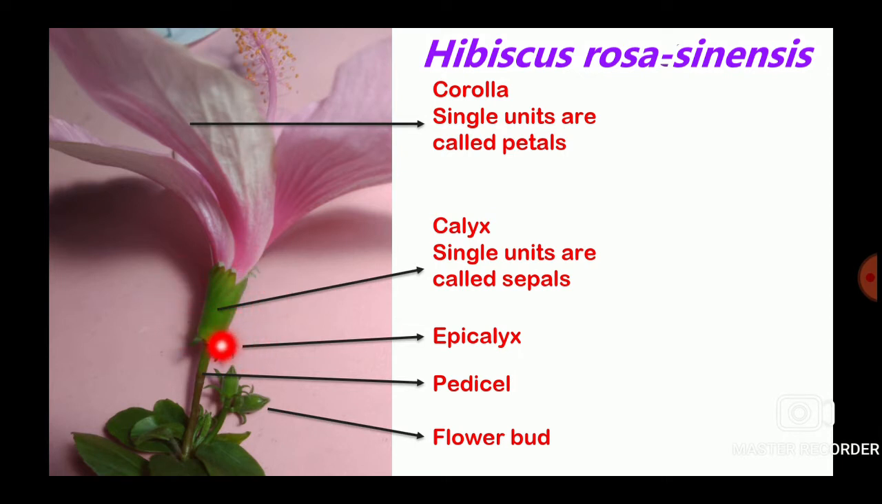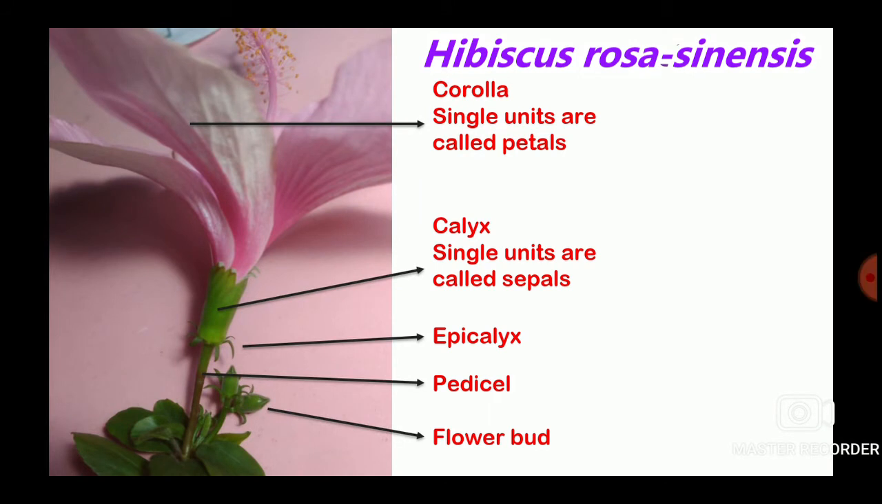Below that we have another calyx-like structure, green colored. These are known as epicalyx. And below that we have the stalk which connects the flower to the plant, and that is known as the pedicel. And at the bottom we see other flower buds arising as well. So this is the basic structure of a mature flower.